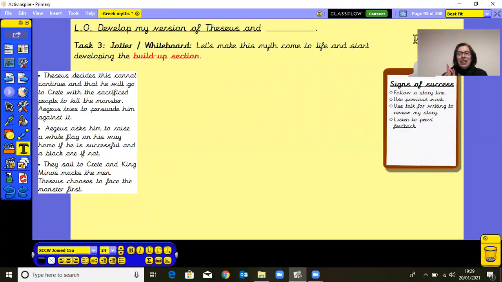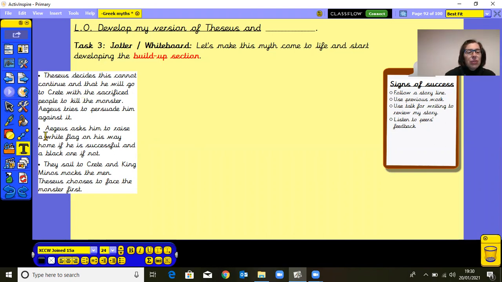Amazing job, year 5. I can't wait to read your opening section. Now, moving on from the opening section to the build-up section. So here, I haven't really modeled it for you yet because I'm going to give you a bit of freedom and let you go. And I know sometimes children can be stuck to start the story, but once it starts flowing, they're fine. So I just want to see what you can come up with today in this build-up section and give you a bit more freedom.